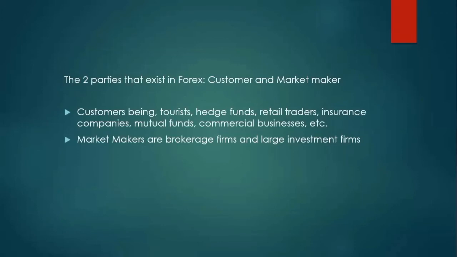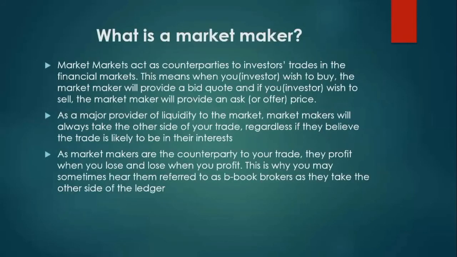The only two parties that exist are the customer and the market maker. Customers being tourists, hedge funds, retail traders, insurance companies, mutual funds, commercial businesses. Market makers being brokerage firms. And in brokerage firms, here is where we refer to B-book brokers, but we'll talk about it in another video. And then we have investment firms. A market maker acts as a counterparty to investors' trades in the financial markets. Going back to that diagram, this means when you wish to buy, the market maker will provide a bid quote. And if you wish to sell, the market maker will provide an ask quote, right?